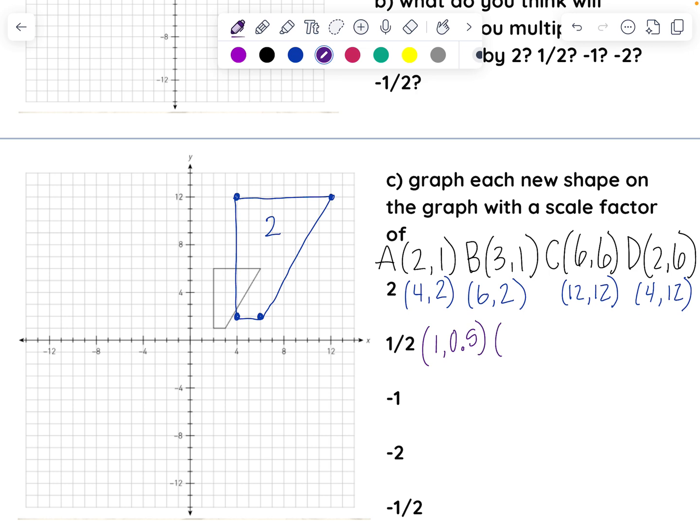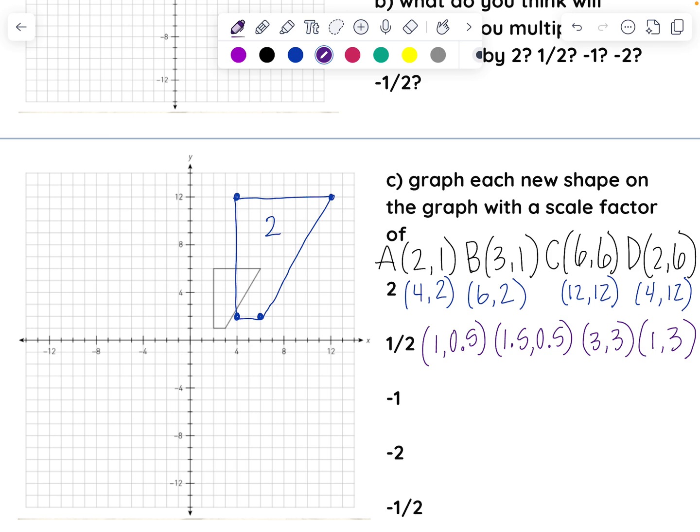Half of 3 for B is 1.5. Half of 1 is 0.5. Then for C, half of 6 is 3. Half of 6 is 3. And for D, half of 2 is 1. Half of 6 is 3. So I multiplied every single A, B, C, D, x and y coordinate by 1/2.